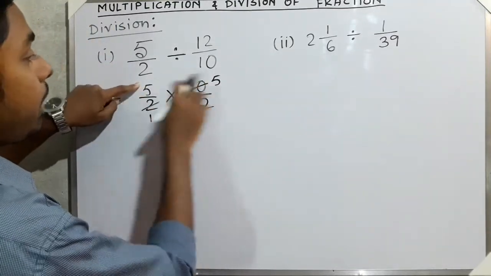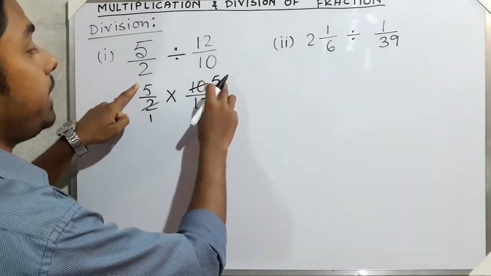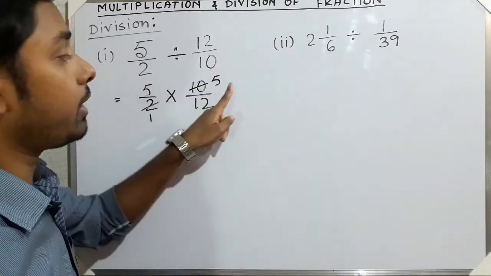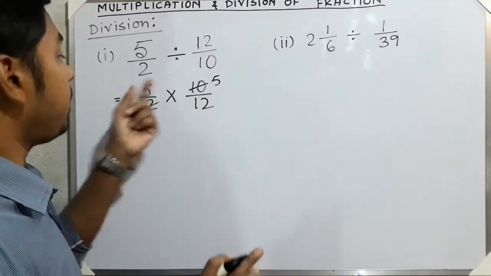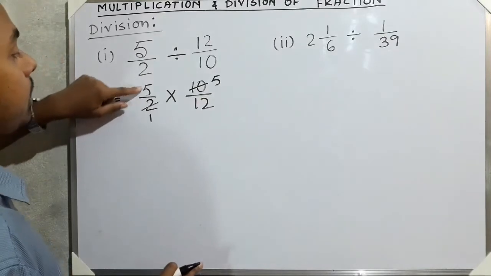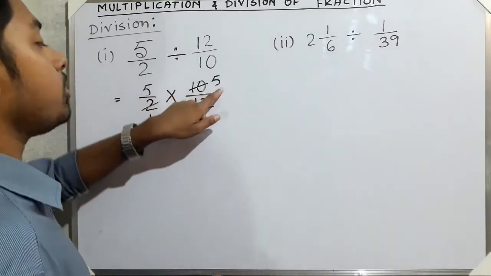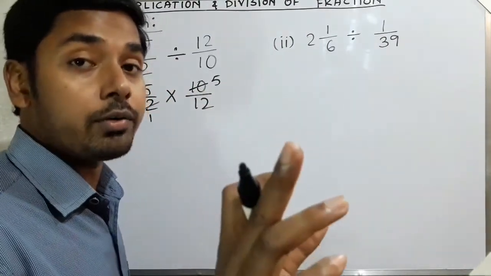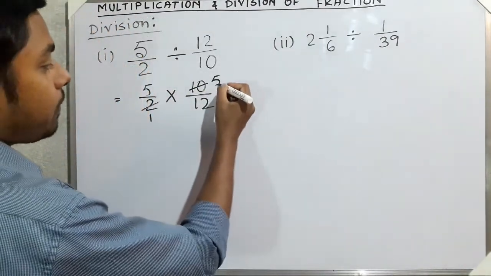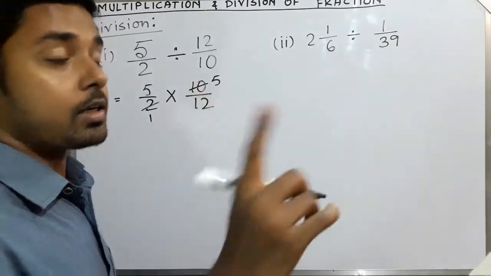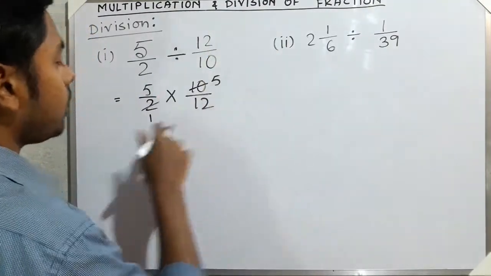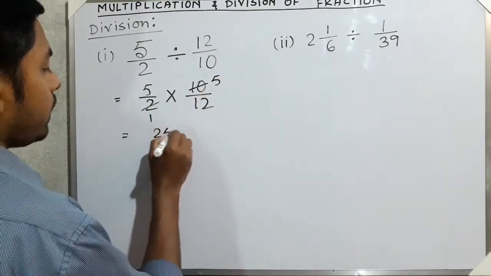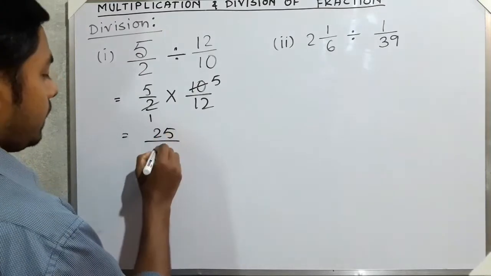But here 5 and 5 are both numerators. That means you cannot cut 5 and 5, because here 5 is a numerator and here 5 is also a numerator. Numerator and numerator cannot be cut. I already told you in the rule. So 5 and 12 also cannot be cut. So what do I have to do? Up multiply, down multiply. So 5 into 5 is 25. Now 12 into 1 is 12.